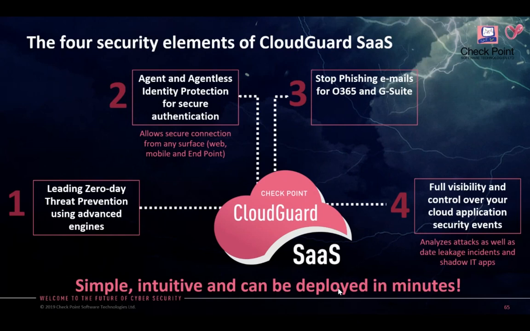So it has connectivity to Checkpoint's leading threat intelligence cloud as well. In case any attack or any threats are detected, it will directly inspect and clear these things. Agent and agentless identity protection for secure authentication is also there. Like the identity protection, you know about multi-factor or two-factor authentication. Checkpoint can be integrated with any third-party solution, and it has its own native two-factor authentication as well. And it stops phishing mail for Office 365 and G Suite.